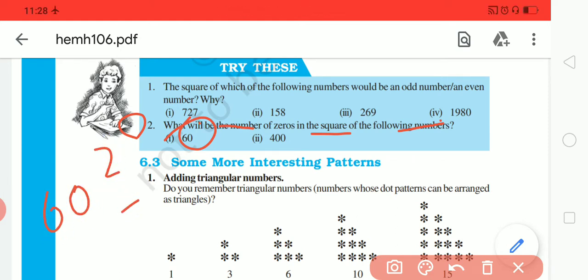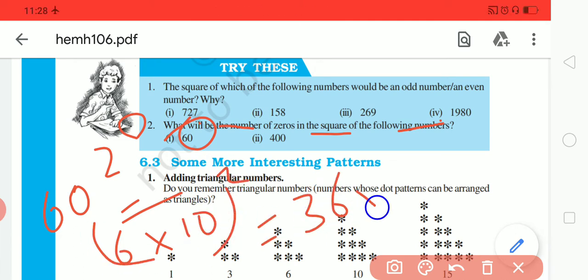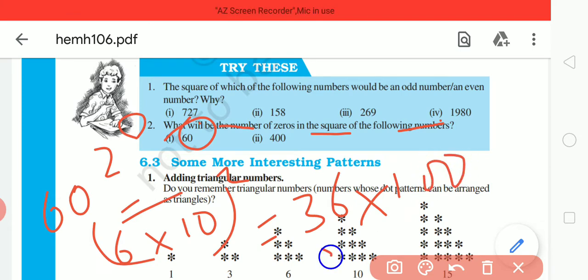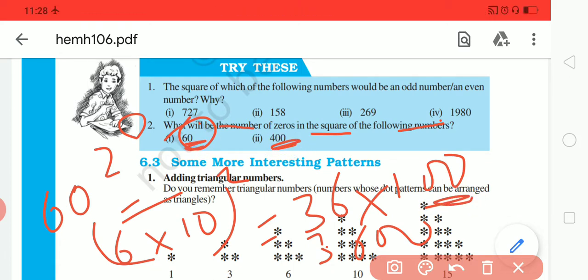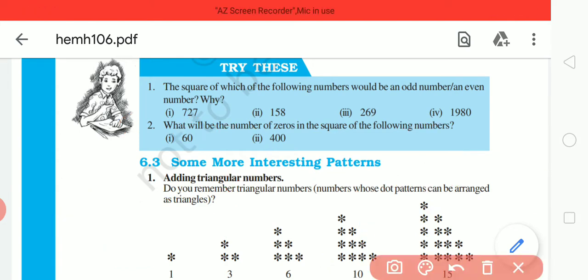60 square, if you want to find out, this is simply 6 multiplied by 10 square. So 6 square is 36 and 10 square is 100, so this is 3600. So ultimately you can directly write, if you have given 1 zero, it will become double. If you have given 2 zeros, it becomes 4, right? Because 100 square is 10,000, so in this the zeros will be 2 and in this the zeros will be 4, right?